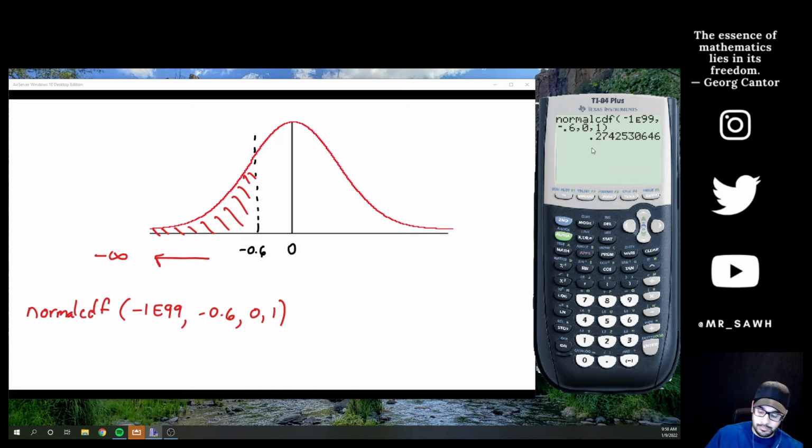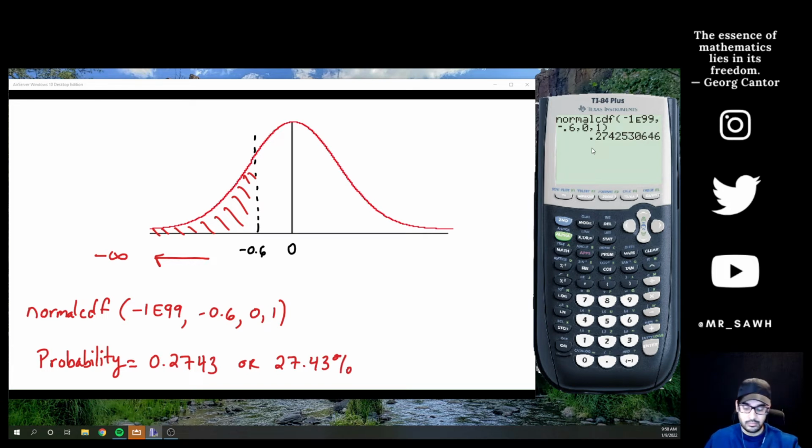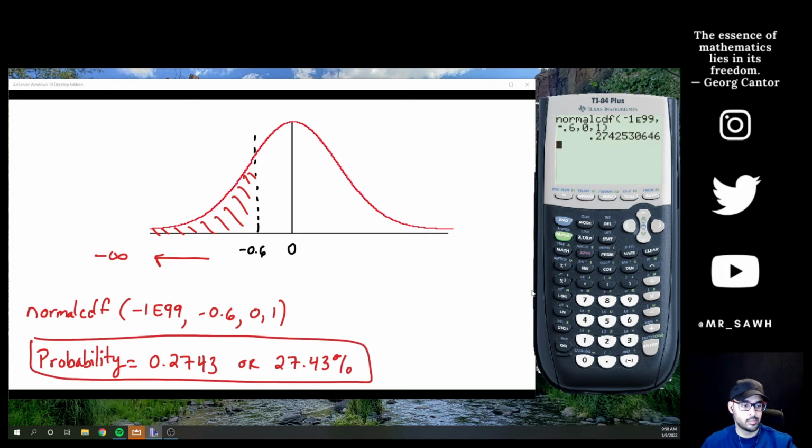Okay, so there we go. So I know my probability is 0.2743, or in other words, that is 27.43%. So you could see it written as a decimal, you could see it as a percentage, you just need to know how to convert between the two, right?